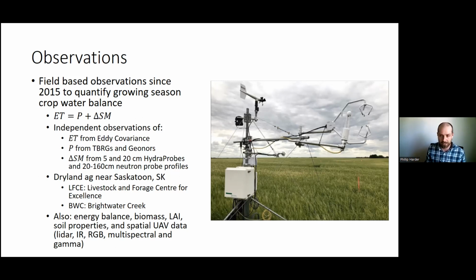We've also collected a bunch of other data to go along with it: energy balance, biomass, leaf area index, soil properties, and not the focus of this at all, but also extensive spatial UAV data with LiDAR, infrared, RGB, multispectral, and getting into gamma spectroscopy to try and describe some of the spatial aspects.